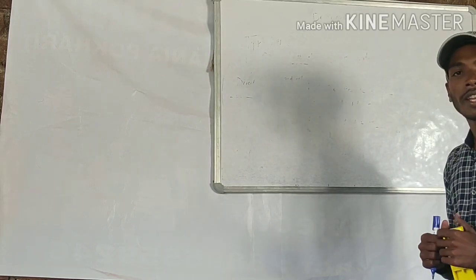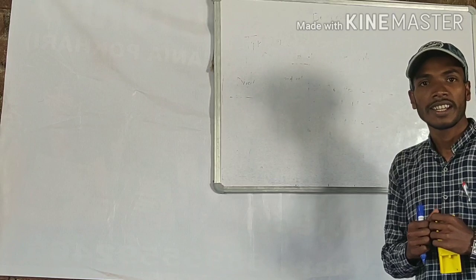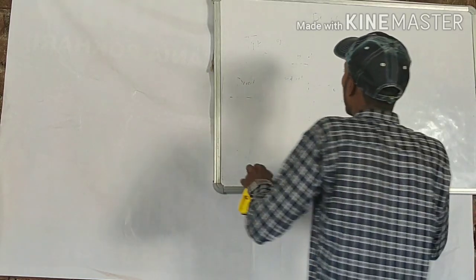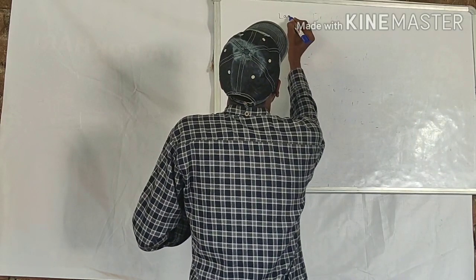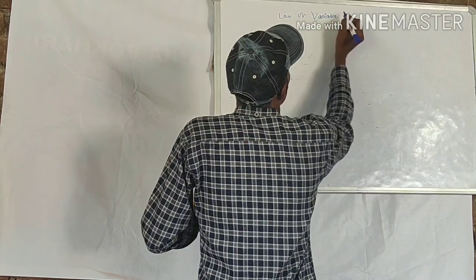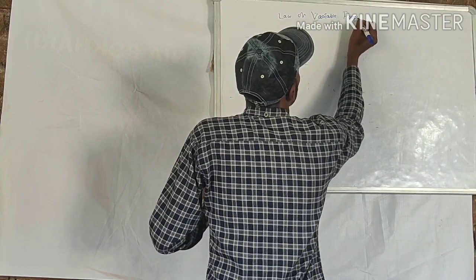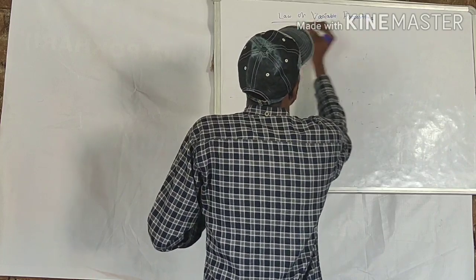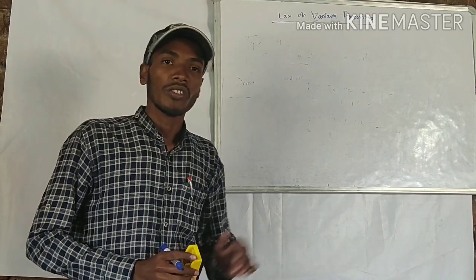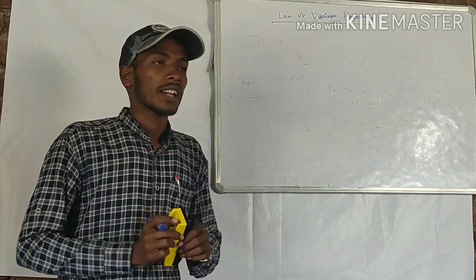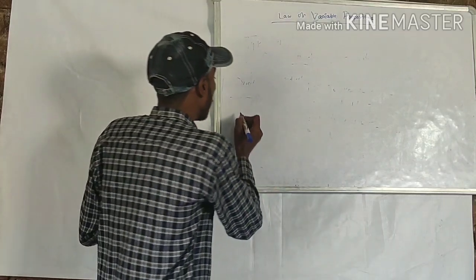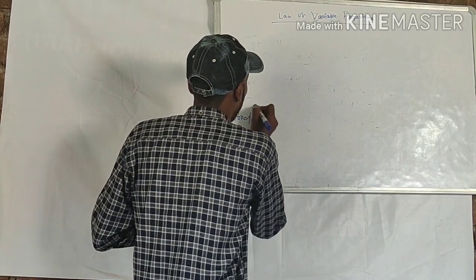Today I am going to explain the law of variable proportion. It is an important chapter in microeconomics. Before explaining the law of variable proportions, we need some fundamental ideas on this law. So that's why we have to know what the production function is.